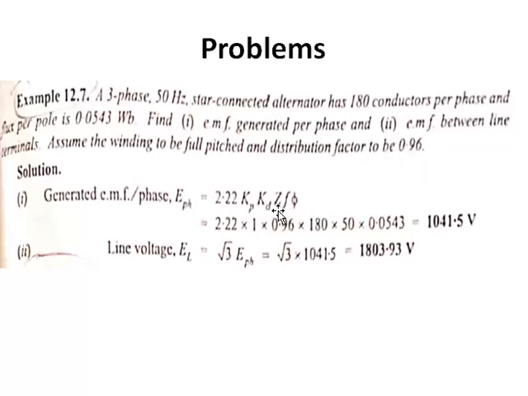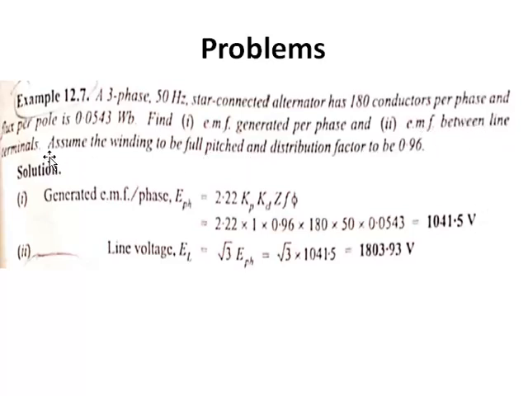Z, what is Z? Number of conductors per phase. That is also given, 180 conductors per phase. And f, frequency, is given as 50 Hz. And phi, what is phi? It is the flux per pole. Flux per pole is given as 0.0543 Weber. If you substitute all those values and calculate, we get E phase, that is the EMF generated per phase, as 1041.5 volts.